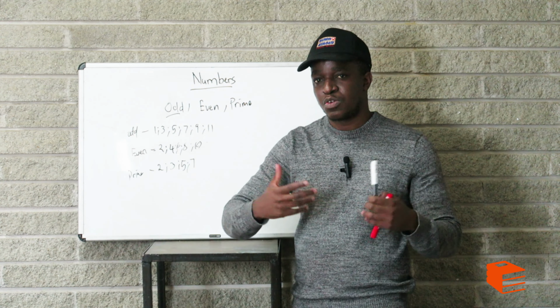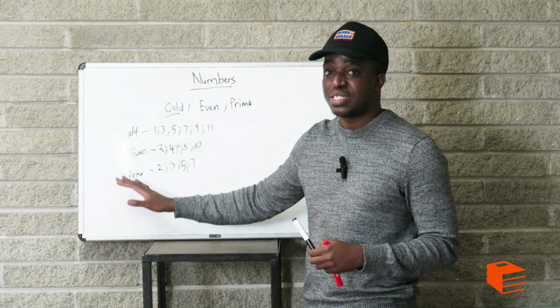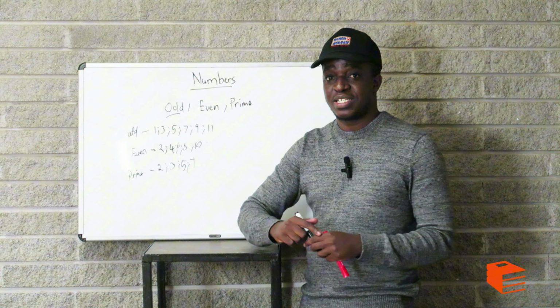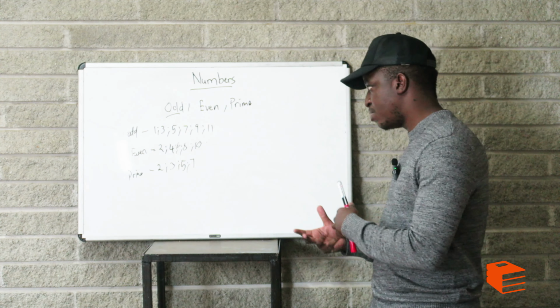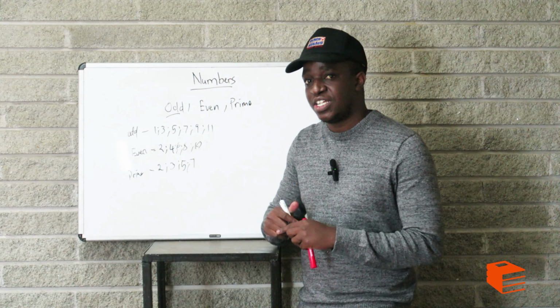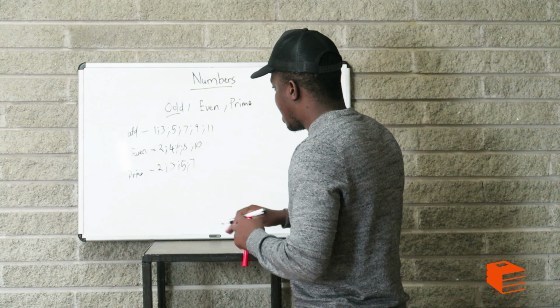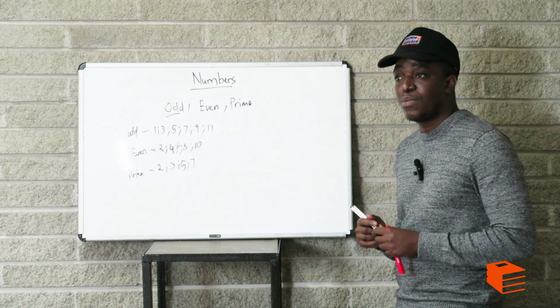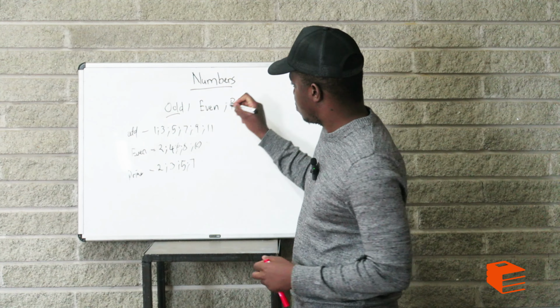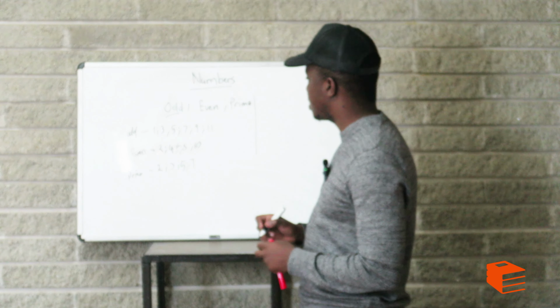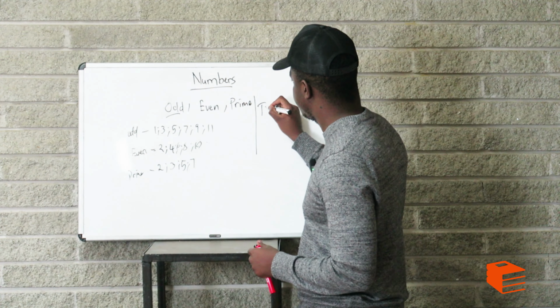So as a rule of thumb, all prime numbers are odd numbers, but not all odd numbers are prime numbers, because some have other numbers that divide into them. We'll cover that when we're doing factors and multiples. Now, these are what we call prime numbers. Like I said, we move on to factors and multiples.